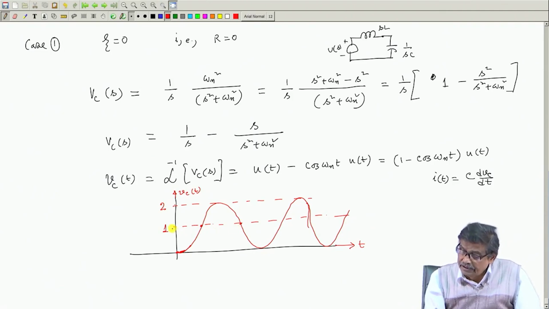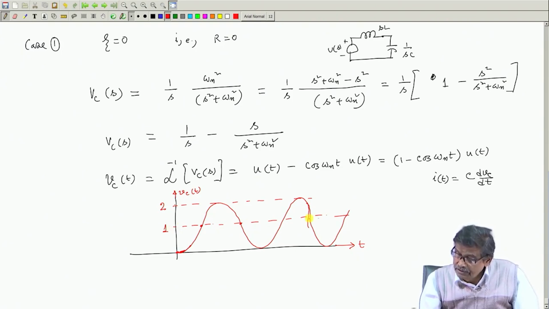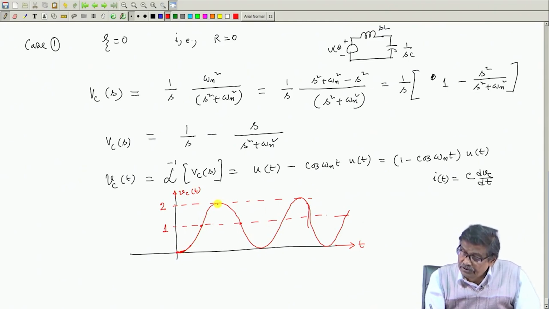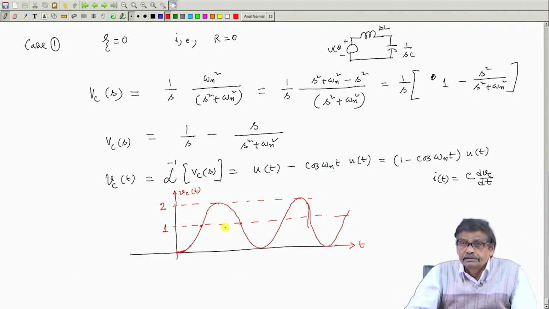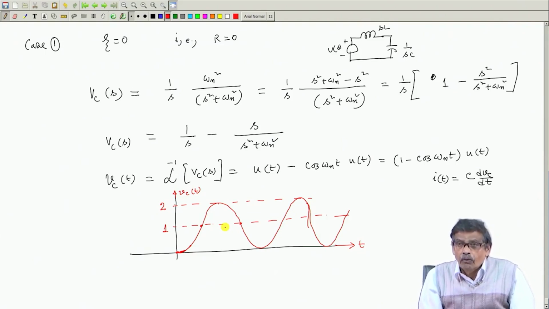After all, there is 1, go to 1, then draw the minus cosine omega t with this horizontal axis, you will get this. Amplitude of this one is 1. So, 1 plus 1 is 2. So, capacitor voltage will be oscillating in nature with a DC component. It is equal to a DC constant across the plate of the capacitor over which there are cosine terms of what frequency? Of frequency omega n.